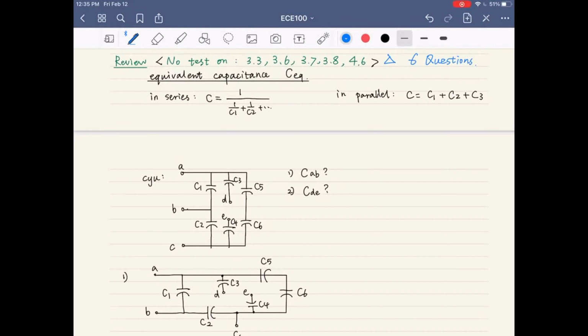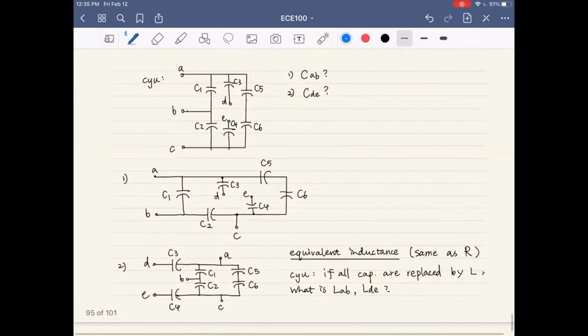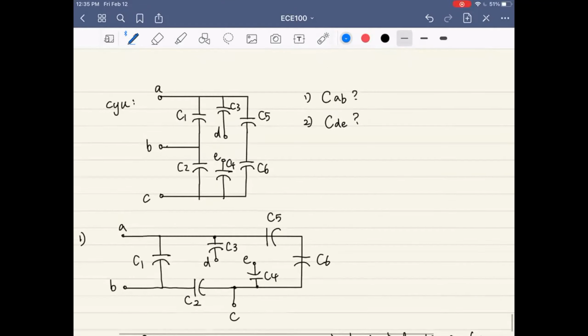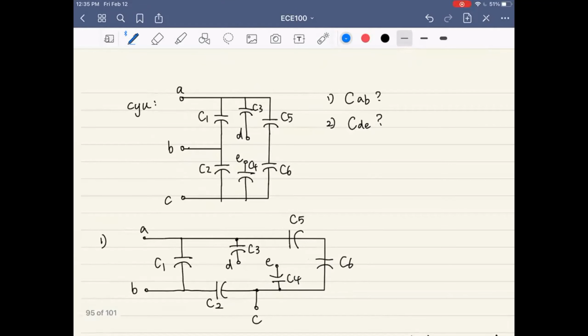But things will seem a little bit more complicated in the exercise. Here is a check-your-understanding exercise, and feel free to unmute yourself and participate. Here we have 6 capacitors in the circuit, and 5 terminals: A, B, C, D, E. I want you to think about what CAB and CDE should be. This exercise has exactly the same layout as the one in our Midterm 1.